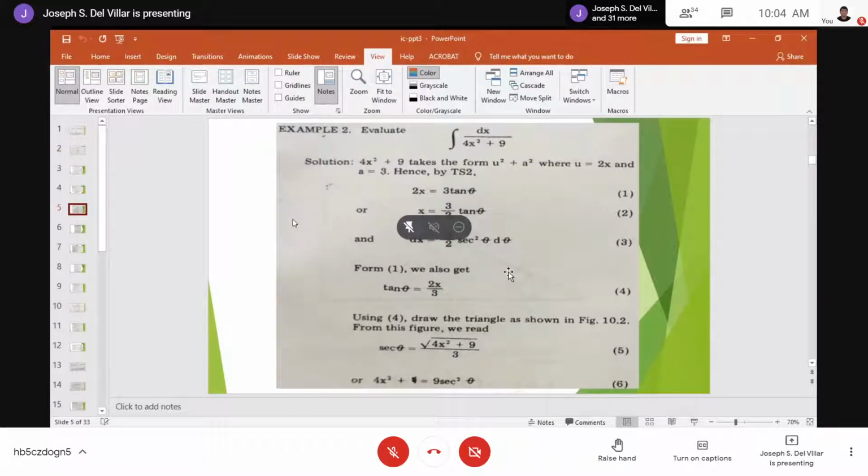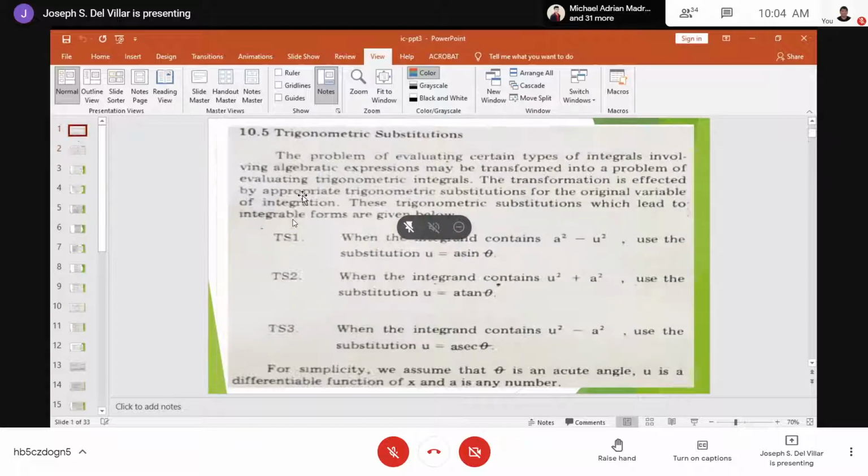Okay, let's take another example. We have the integral of dx all over 4x squared plus 9. There is a plus here. So, tangent is our substitution. The substitution is the second one, case number 2, because it follows the form u squared plus a squared.